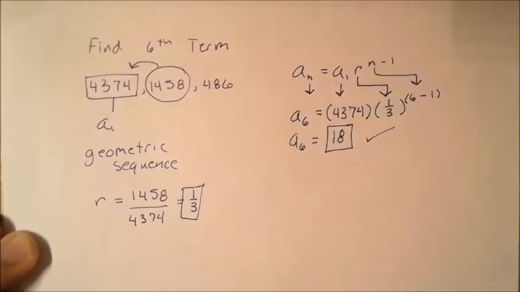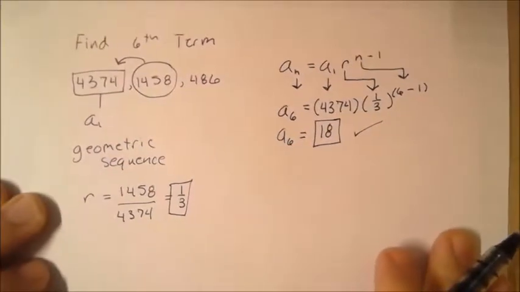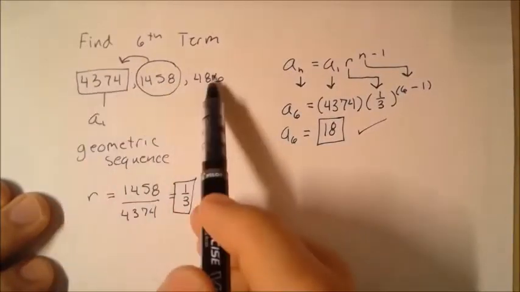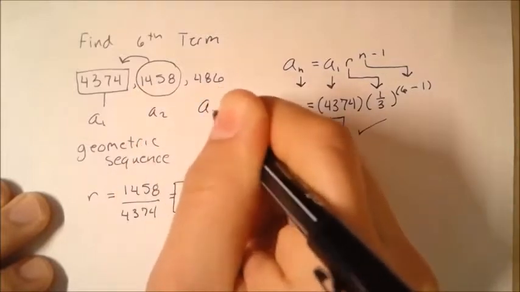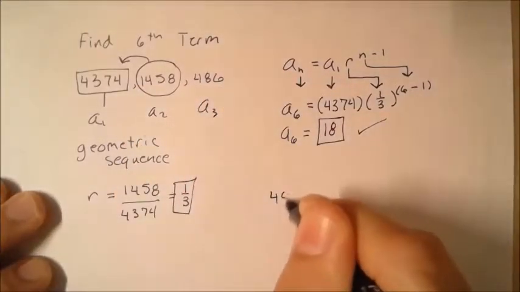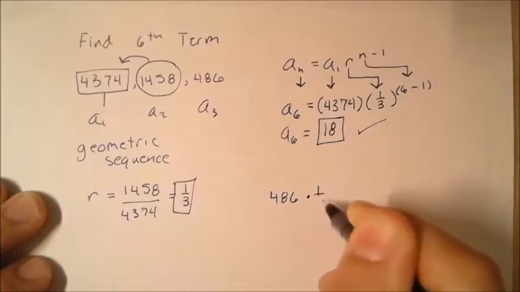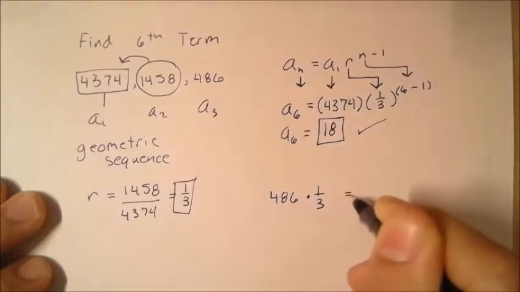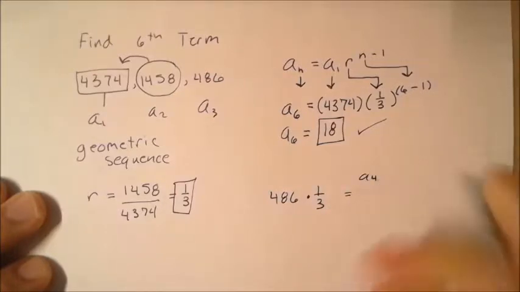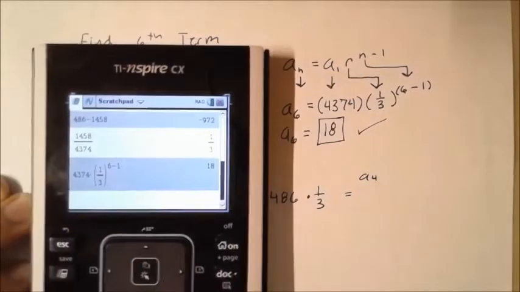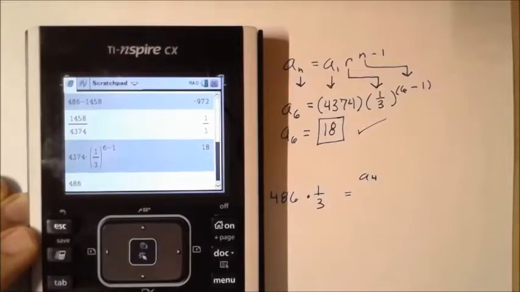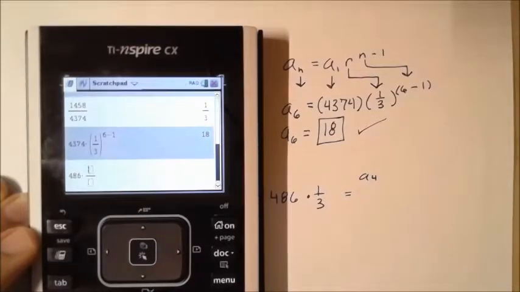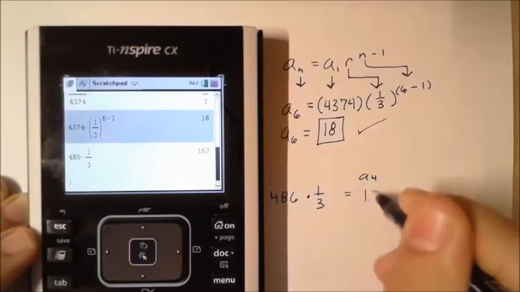So there's my answer. Now, just to give you a further example and show you that we could continue this process, that's a sub 1, this is a sub 2, that would be a sub 3, and then if I took 486 and multiplied it by 1/3, that would give me a sub 4. Let's work this out and show that you could do it this way. It just would take a while. So 486 times 1/3, that's going to give me 162.